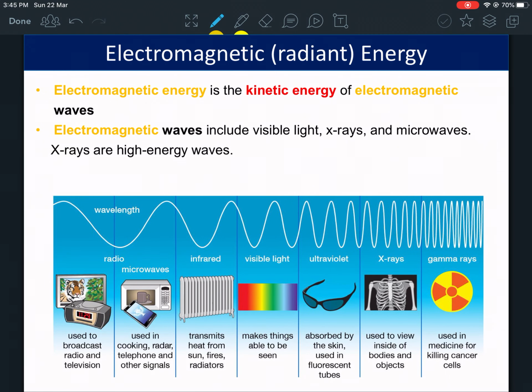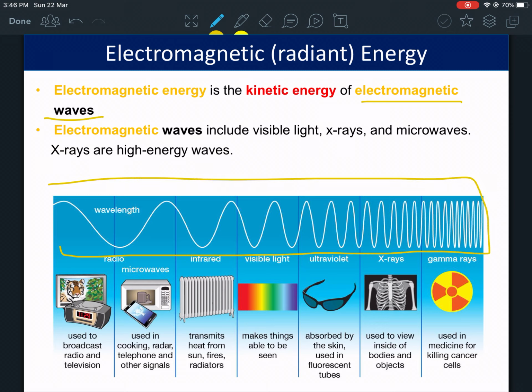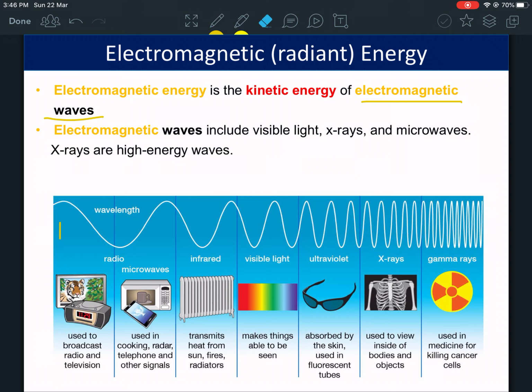Next we have electromagnetic energy. Electromagnetic energy comes from the energy of electromagnetic waves. This is the electromagnetic waves. We call this the electromagnetic spectrum. It's waves of light. You as a human being can only see visible light. You can only see this right here, the visible light. You can see that part. You cannot see microwaves here. You cannot see radio waves. You can feel microwaves because you put food in the microwave, it becomes hot.